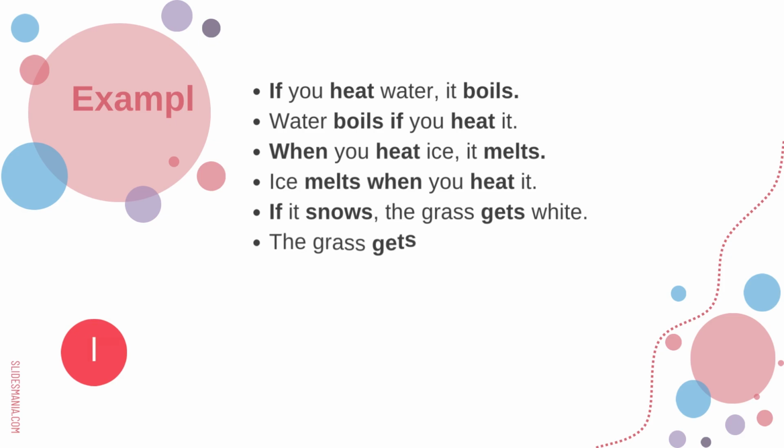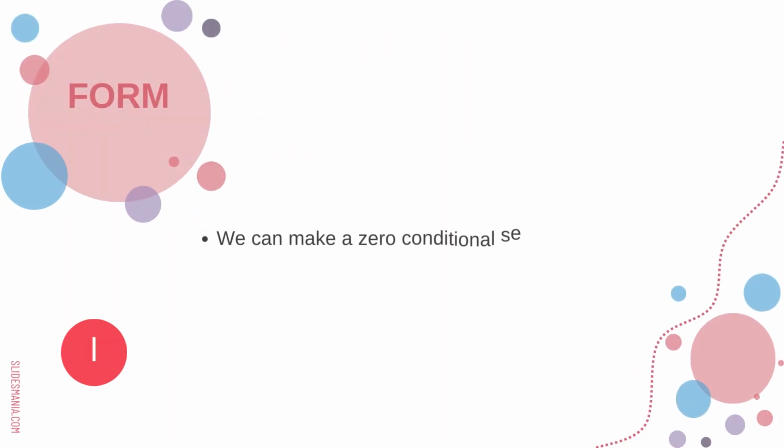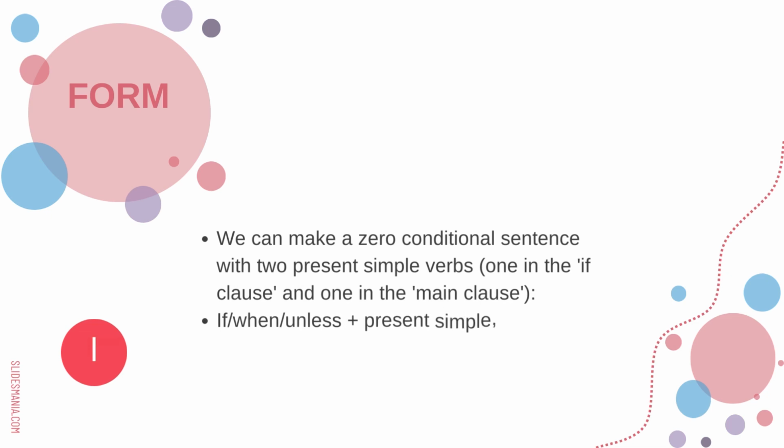If it snows, the grass gets white. The grass gets white if it snows. When it rains, the grass gets wet. The grass gets wet when it rains. So now we're gonna study the forms. We can make a zero conditional sentence with two present simple verbs, one in the if clause and one in the main clause. Number two: if, when, unless plus present simple and present simple.